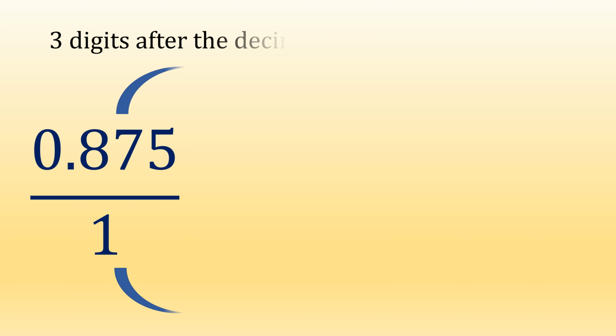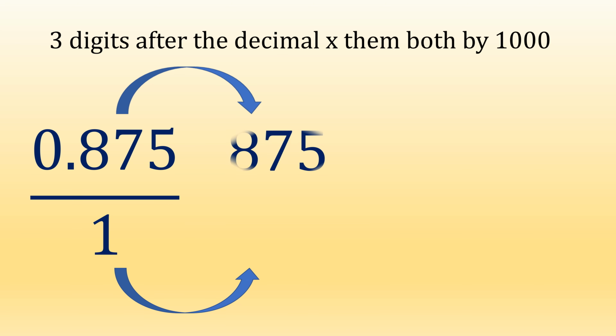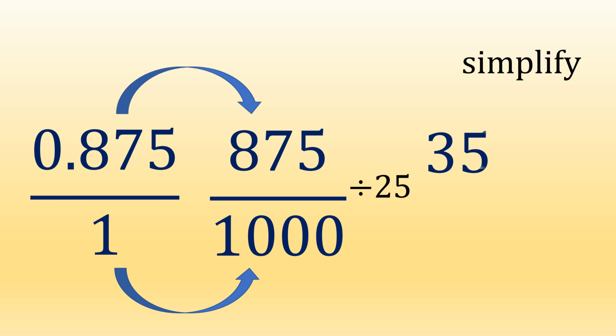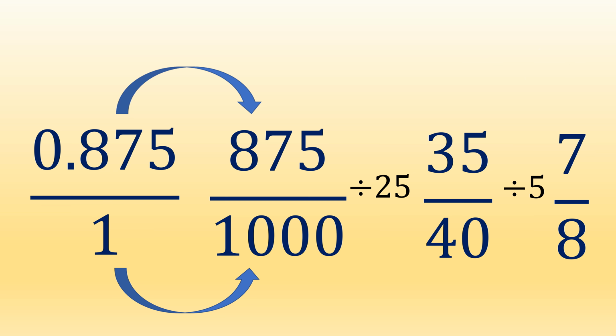0.875, write that over 1, times the top and the bottom by 1000, gives us 875/1000. So let's simplify that. That's divisible by 25. So 25 into 875 is 35, and into 1000 it's 40. So I'd probably reduce that again using 5, which would give us 7 on the top and 8 on the bottom.